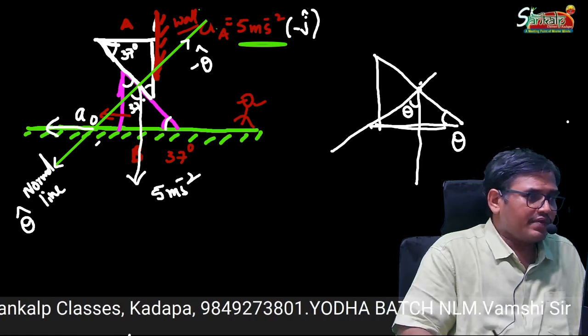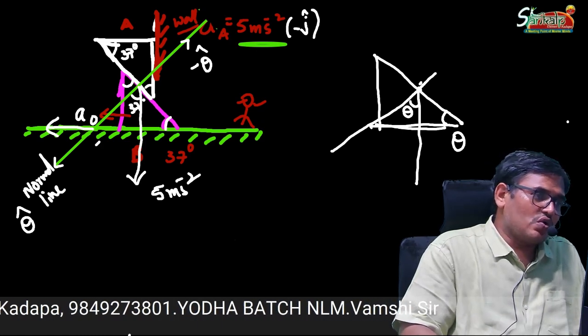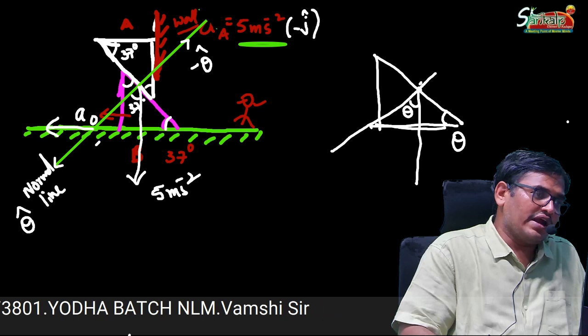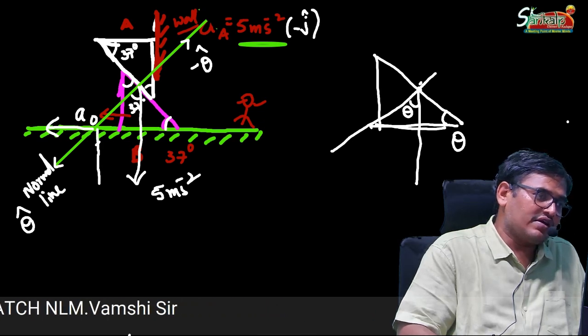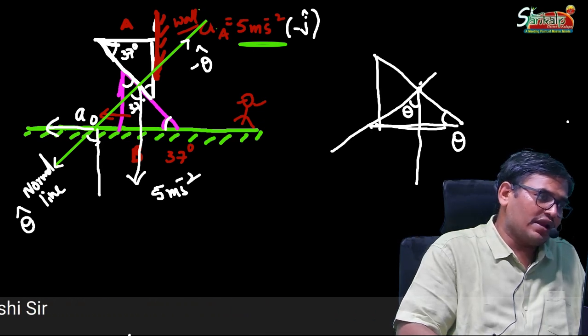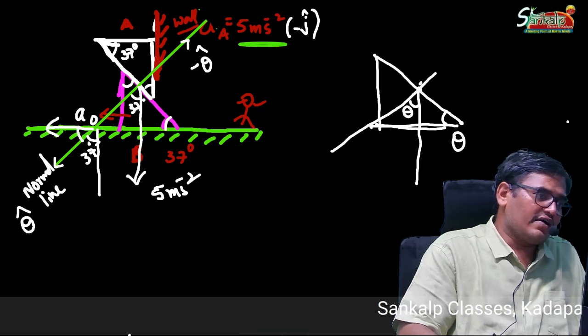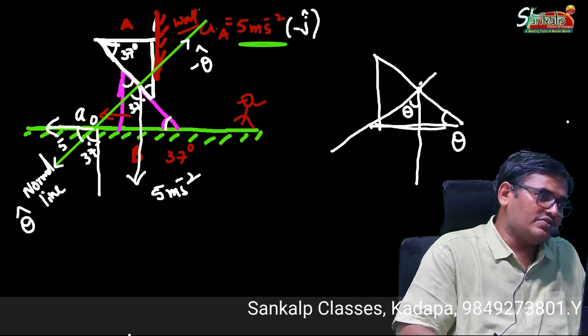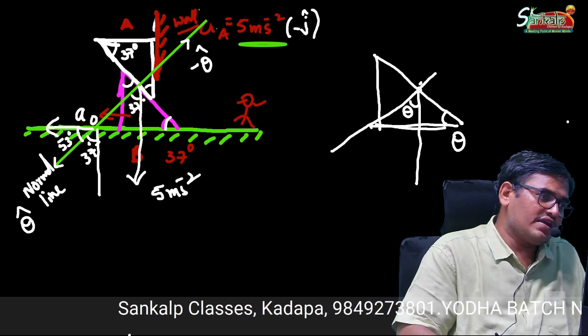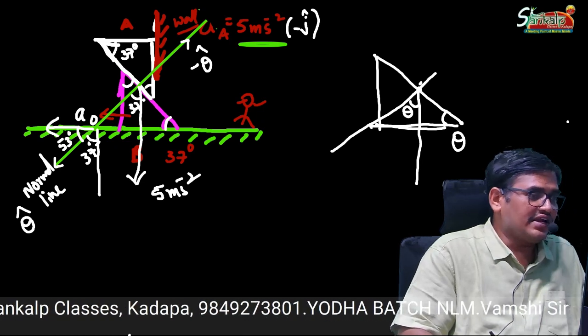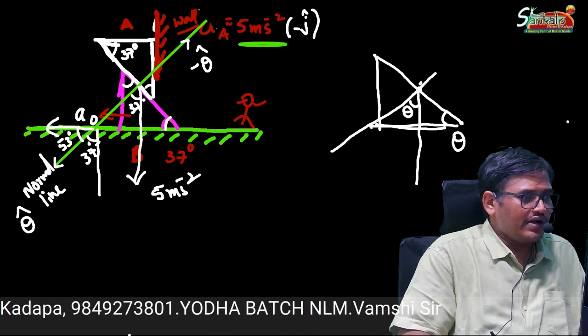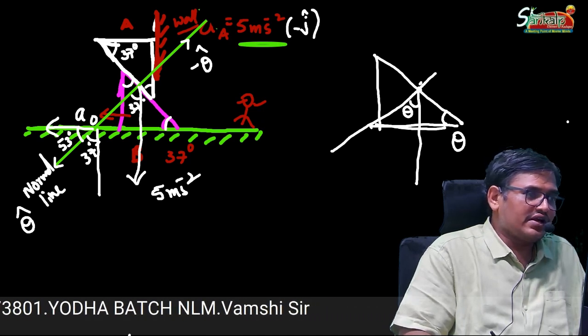Yes, very good. So this green normal line will make 37 degrees with the vertical. That means the normal line makes 37 with the vertical, right? Then how much does this become? 53. 37 plus 53 is 90, right? Yes or no, my dear children? Is it clear or not?